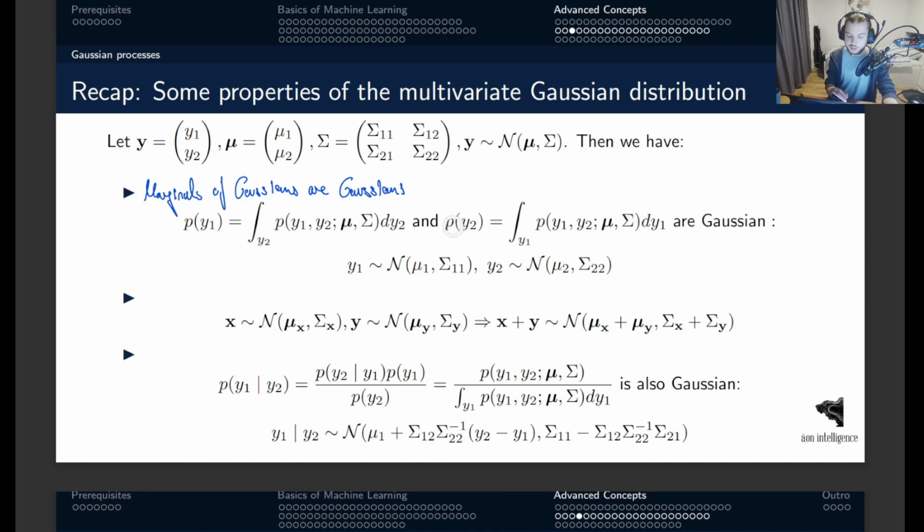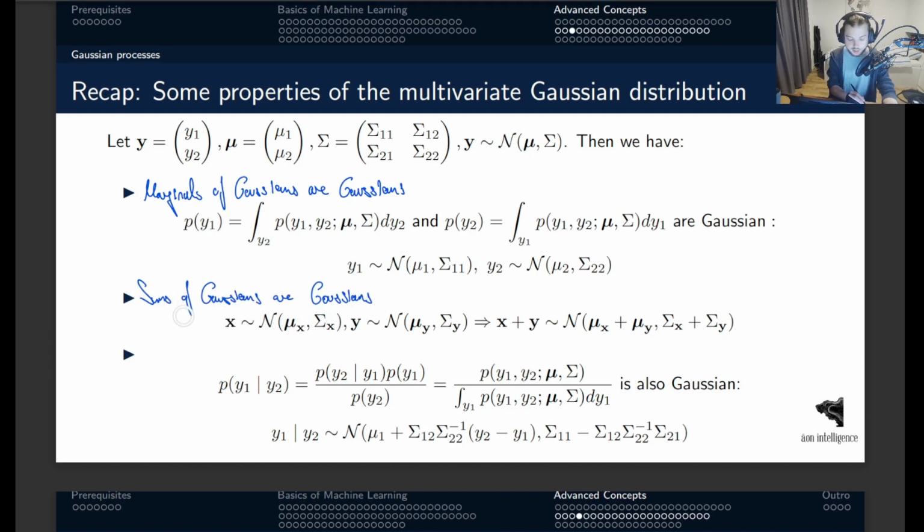Analogously to what I just explained, we have that the density of y2 is the integral over all values y1 could take of the joint density of y1 and y2, parameterized by these two objects. And similarly, intuitively, we have that y2 is distributed according to a univariate Gaussian density, and the mean value is mu2, and the variance is the second diagonal entry.